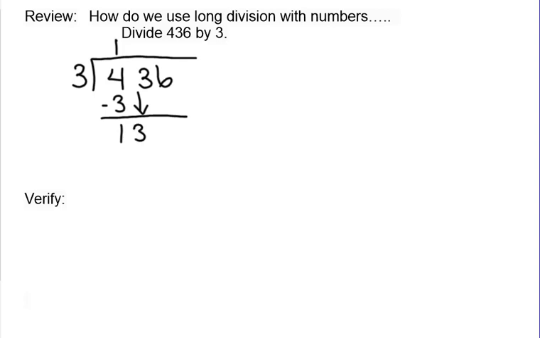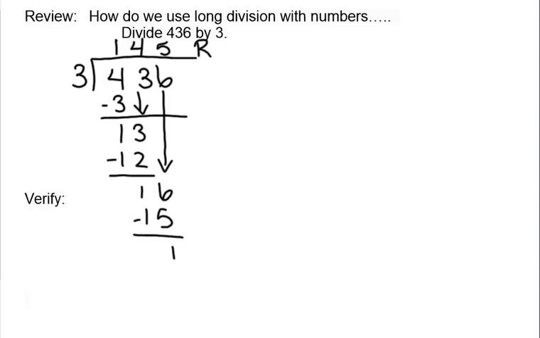We bring down our next number. Now, how many times does 3 go into 13? That goes in 4 times. So 4 times 3 is 12. And if we subtract those, we're left with 1. Bring down our next number. How many times does 3 go into 16? It goes in 5 times. 3 times 5 is 15. And when we subtract those, we're left with 1. So that means 145, remainder 1.